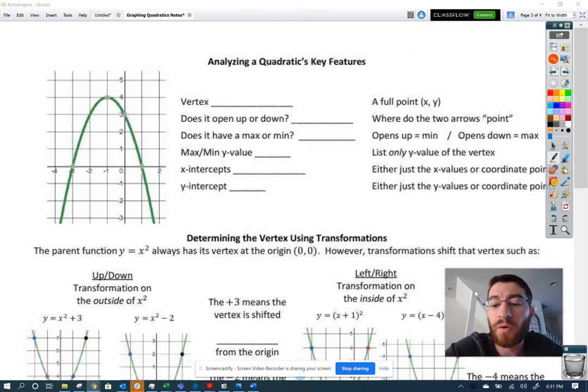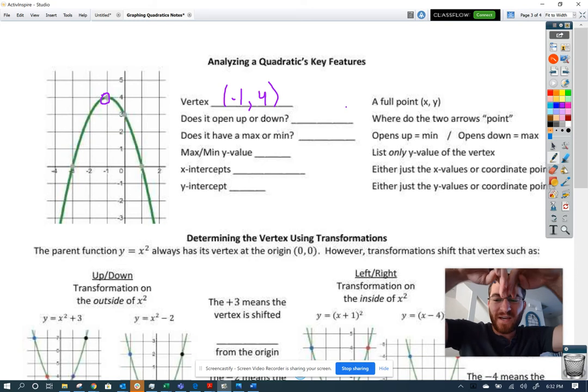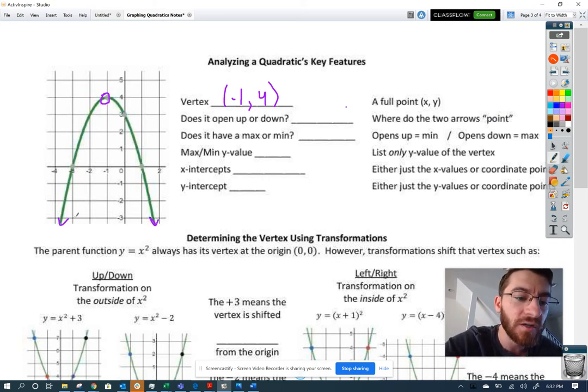All right, now that we know how to graph a parabola, we're going to analyze a parabola or a quadratic's key features. So the vertex of the parabola, that's a full point x comma y that represents the maximum or minimum point. That point, just by inspection, is the point -1, 4. Does it open up or down? Well, just visually, you can tell it's sort of cascading downwards, but really it's where do the two arrows point? This one doesn't have arrows on it, but it technically should because parabolas extend infinitely. Those arrows are pointing down. It's opening downwards.